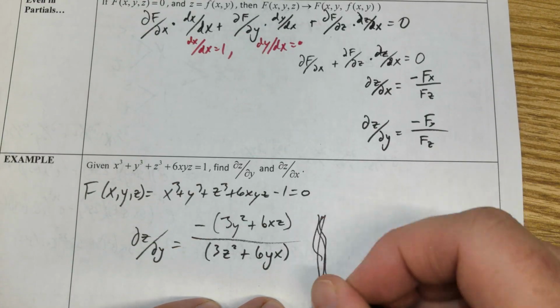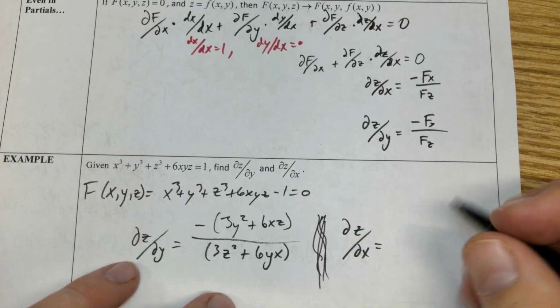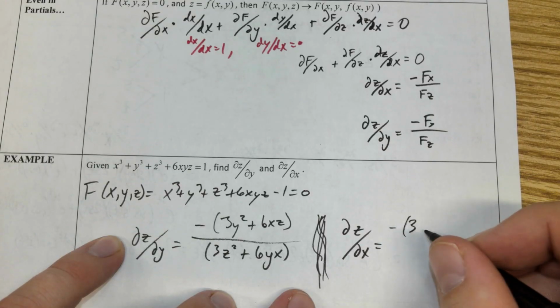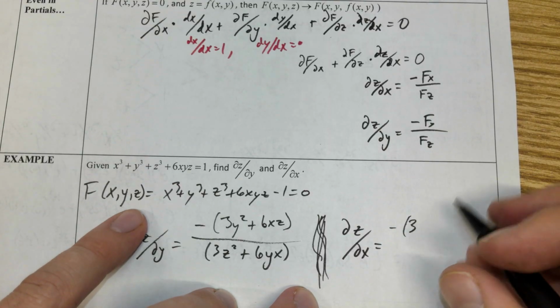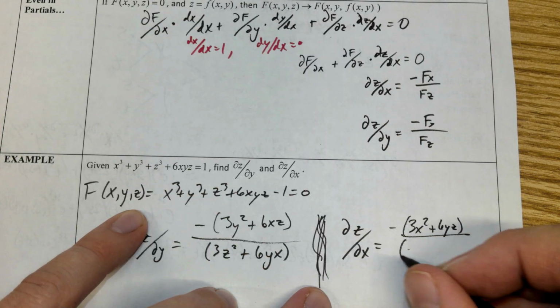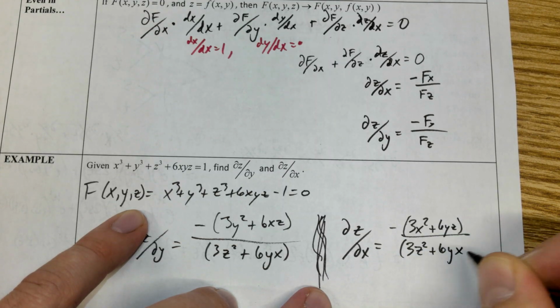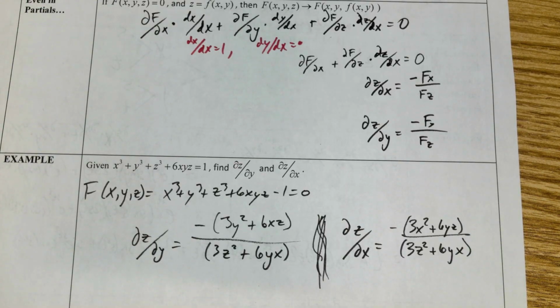And partial z partial x is the same exact concept. Negative f sub x over f sub z. I wrote it backwards, but I don't care. And there you go. That is the chain rule in 3D, and it feels nothing like the regular chain rule.